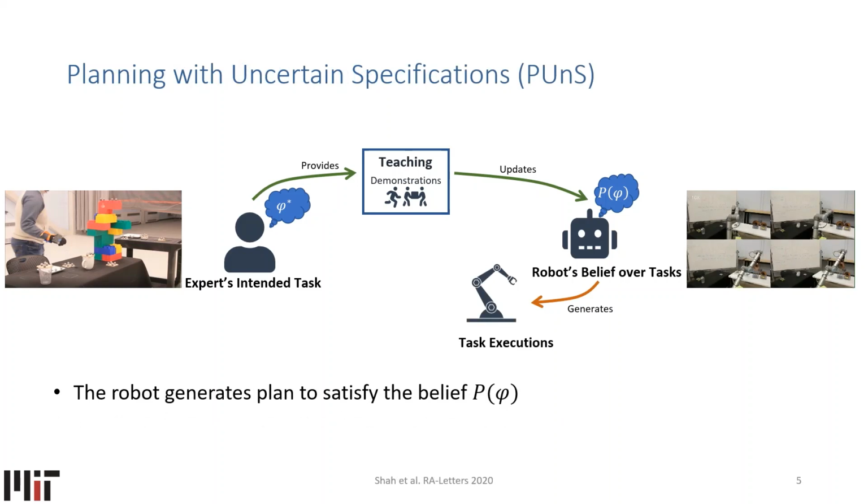Next, we developed planning with uncertain specifications, a novel problem formulation for problems where the task specifications are known only as a belief over LTL formulas. The solution to this problem allows the robot to trade off between flexibility and risk aversion with respect to any formula within the support of the belief.